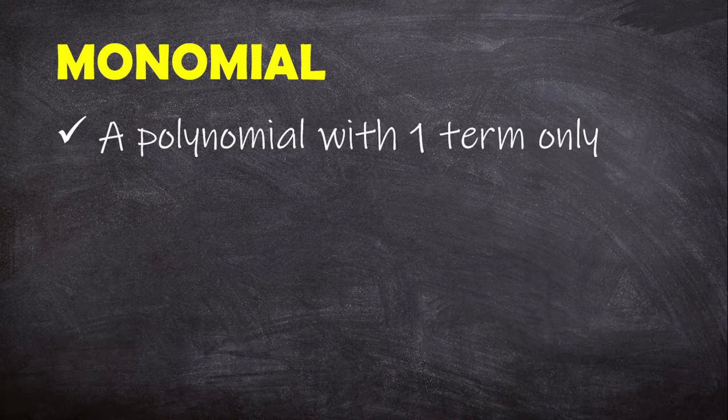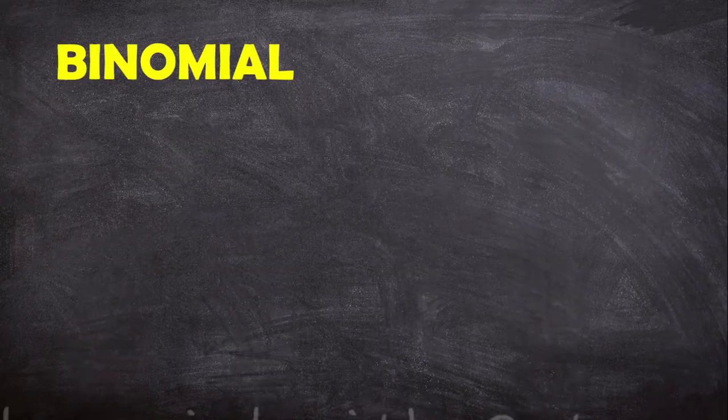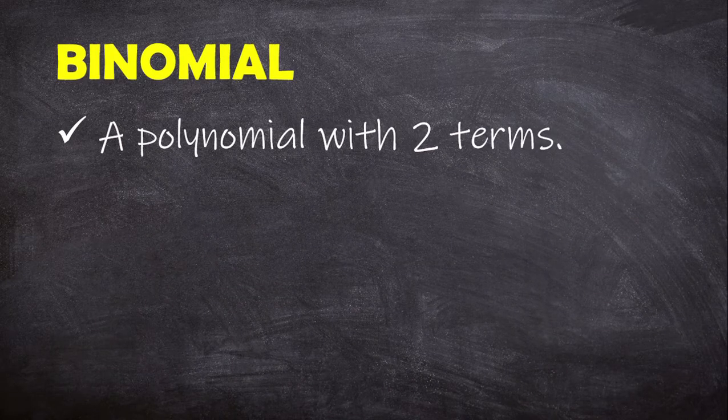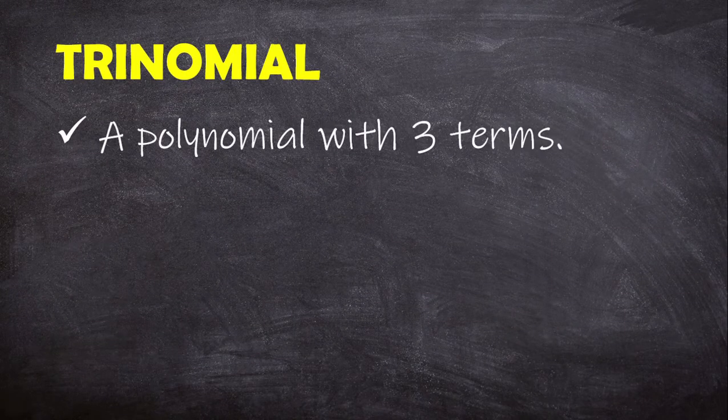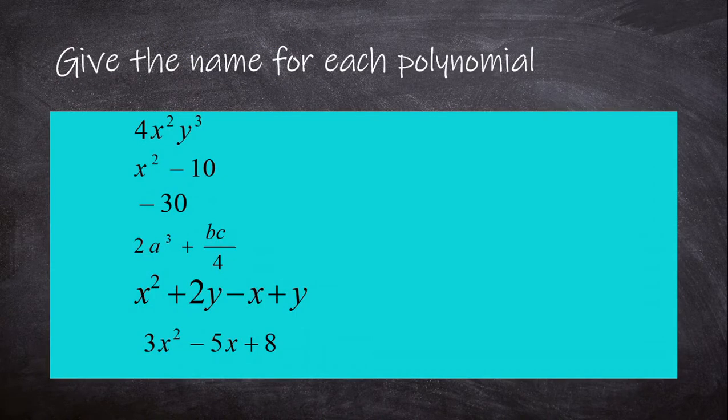Now let's have the three types of polynomial. The first one is monomial. It means a polynomial with one term only. Next is the binomial, a polynomial with two terms, from the word bi, which means two. And last is the trinomial. It's a polynomial with three terms, tri, which means three.